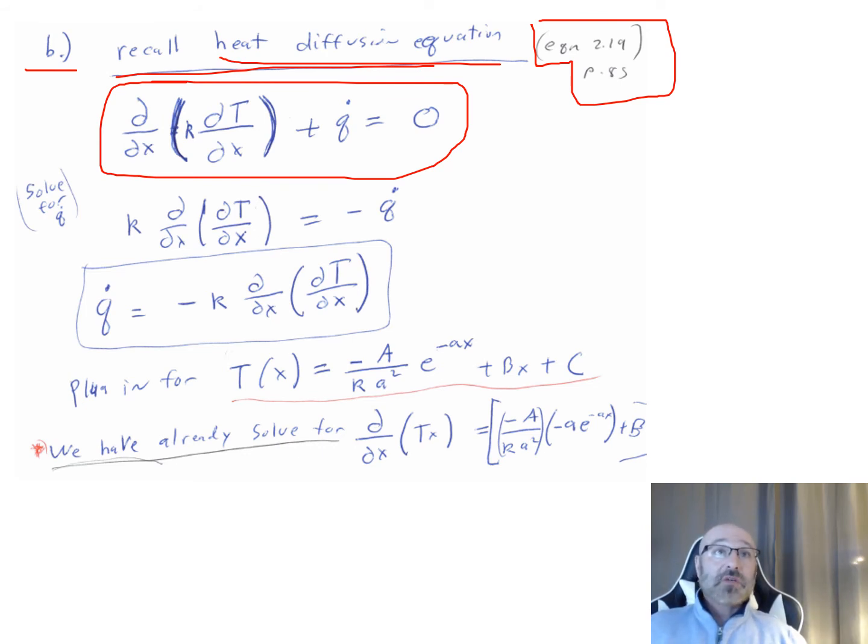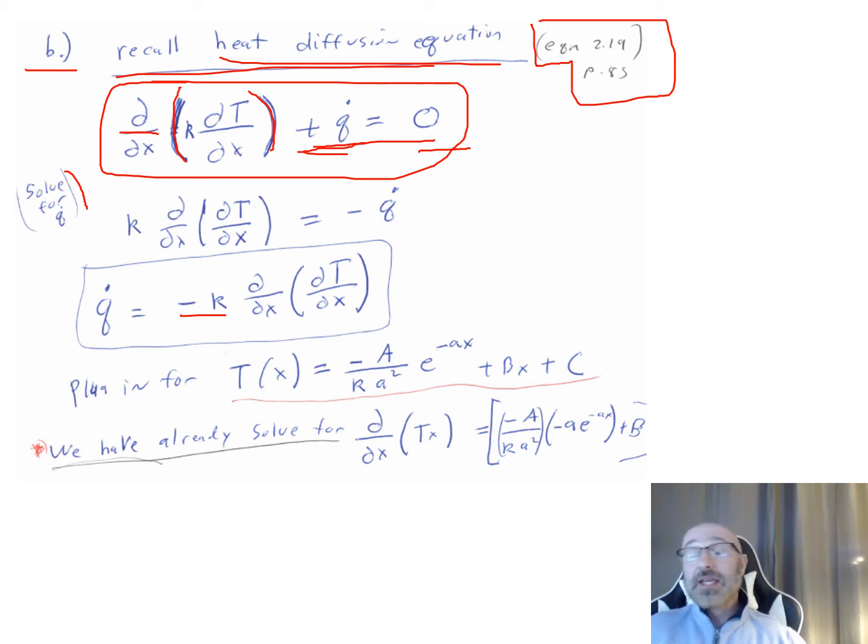So we say, okay, our partial with respect to x of k times our partial of T with respect to x, plus our q dot is equal to 0, our general heat diffusion equation. What we want to do is solve for this q dot, so we can rearrange this and solve for q dot. I'm just going to subtract my q dot over to this side, so that's the first baby step: negative q dot is equal to k times the partial with respect to x of our partial of T with respect to x. Well, I want to move our negative sign away and just solve for q dot positive, so I say q dot is equal to negative thermal conductivity times d over dx of our dT/dx.